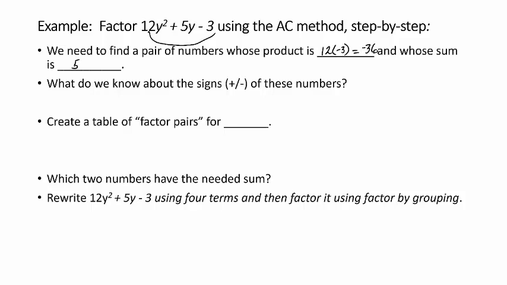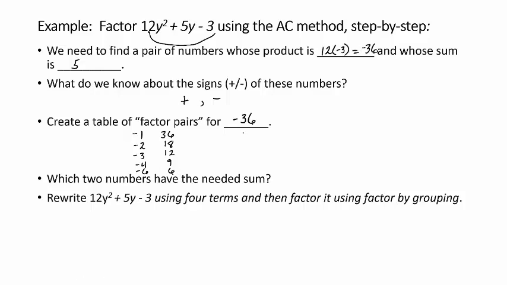Okay, so what do we know about these numbers? Well, if the product is a negative, that means that the two numbers, one of them has to be positive and one of them has to be negative, right? So we're looking to create a table of factor pairs for negative 36, right? And we want them to sum to 5. Okay, so we have negative 1 and 36, negative 2 and 18, negative 3 and 12, negative 4 and 9, and negative 6 and 6.